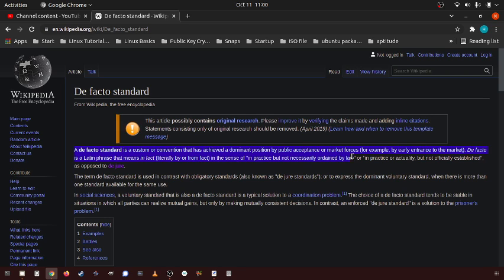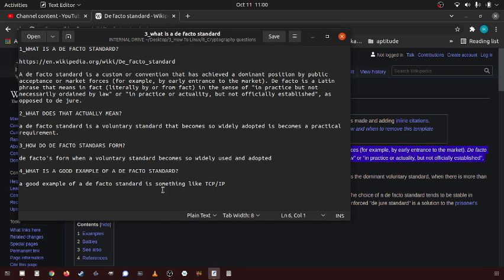but not necessarily ordained by law, or in practice or actuality but not necessarily established, as opposed to de jure. So, what does that actually mean? A de facto standard is a voluntary standard that becomes so widely adopted it becomes a practical requirement.